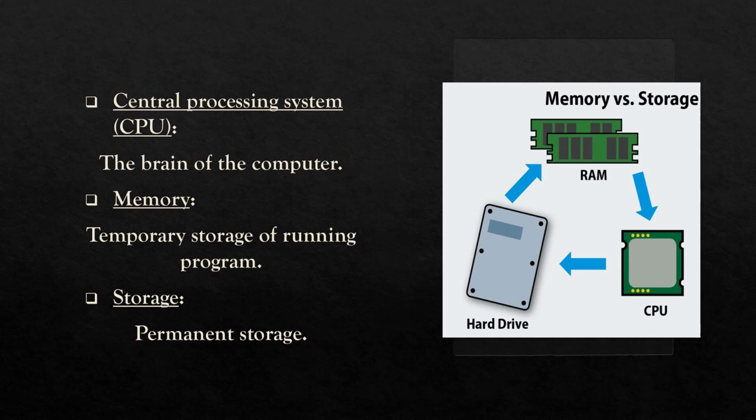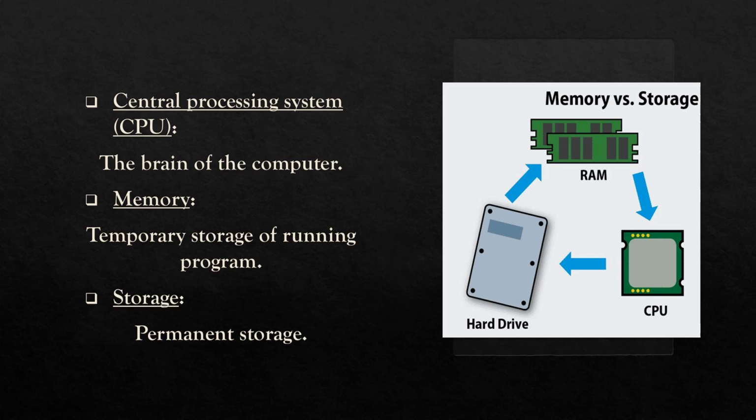Cache memory is even faster than RAM. It stores frequently used data for quick retrieval. The secondary storage, also known as permanent storage devices, includes HDD or hard disk drive. It uses spinning disks to store data. It is slower but has large capacities.